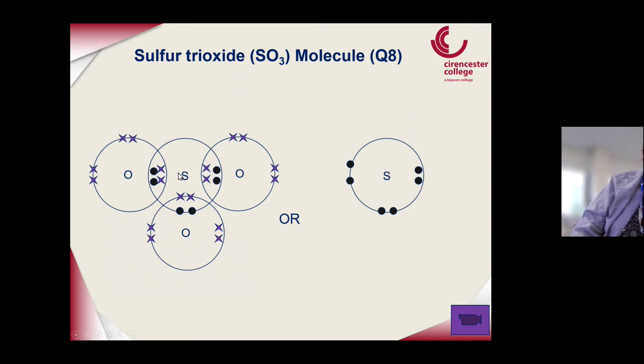Sulfur is a bit odd. Well, it's not that odd, but sulfur can actually expand the octet. It can have more than 8 in its outer shell. And so therefore we've got 3 double bonds with the oxygen.